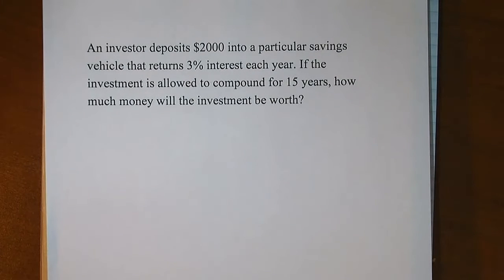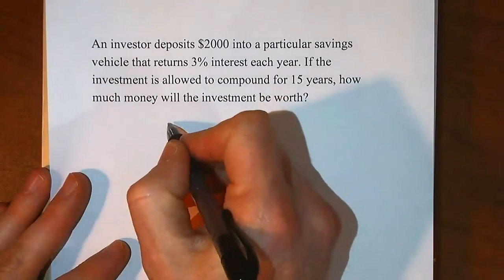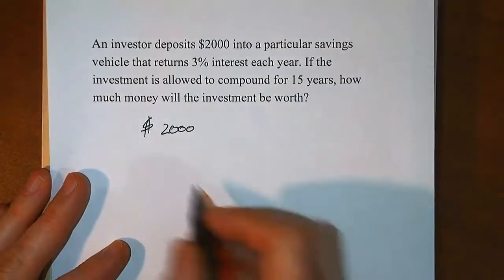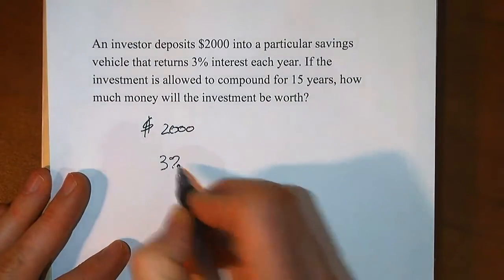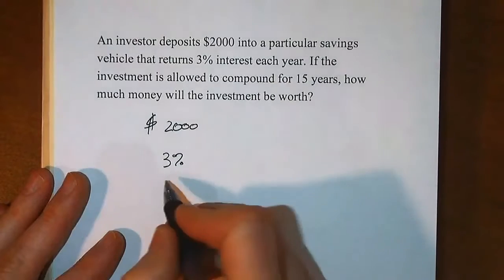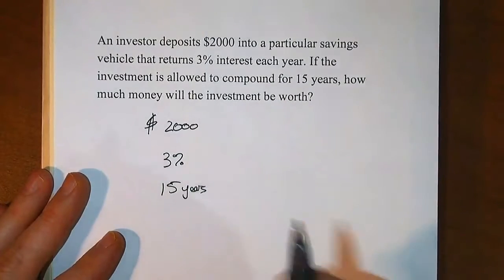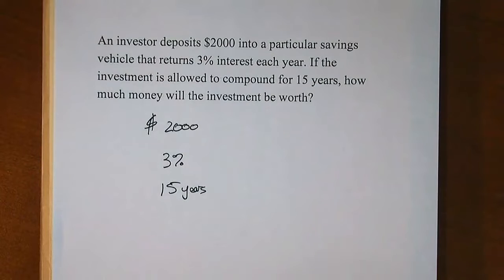Now, the next thing we want to do is organize the data they gave us. So if you think about our 3 steps that we've learned, we want to organize data next. One piece of information they gave us was this $2,000. Another piece was this 3%. And the last piece of information they gave us was this 15 years. Okay, so what I want to do is think about what those pieces of information tell me.